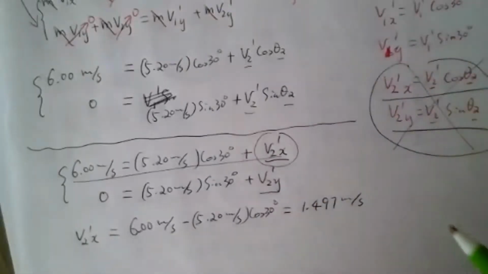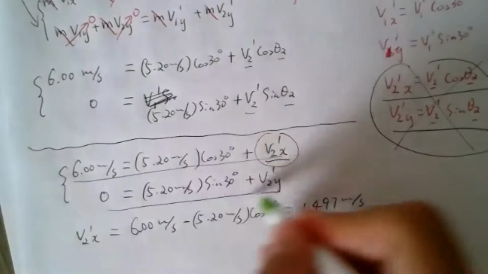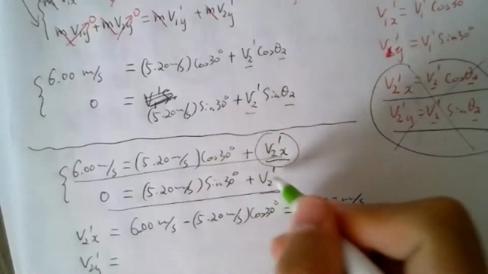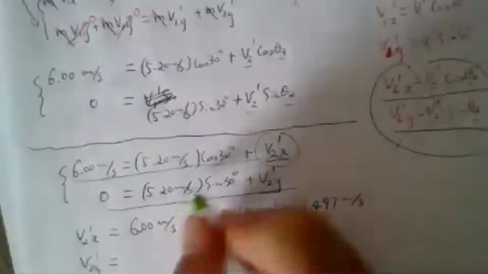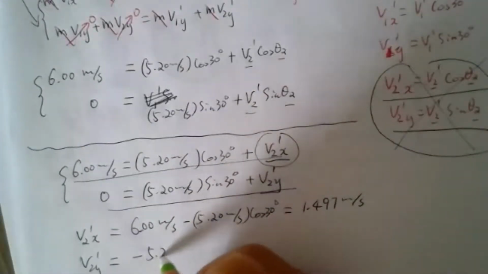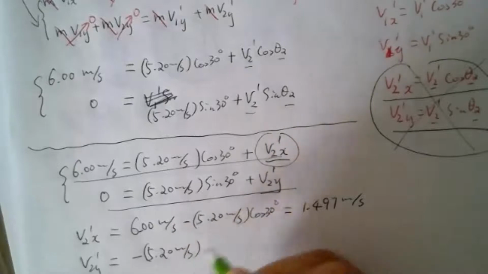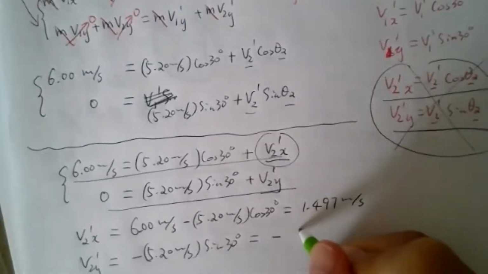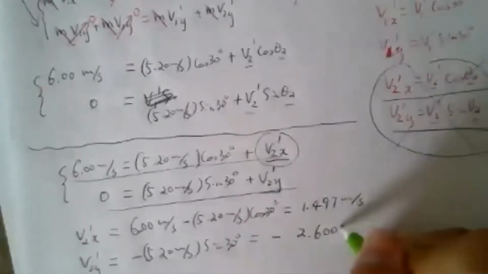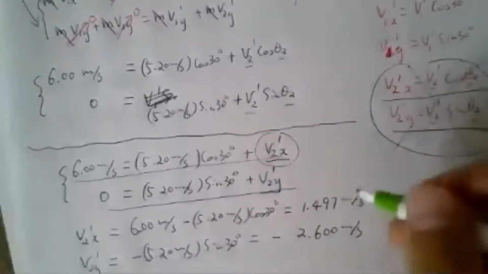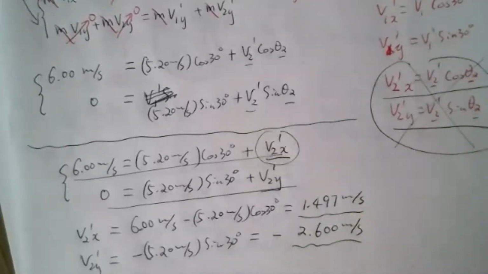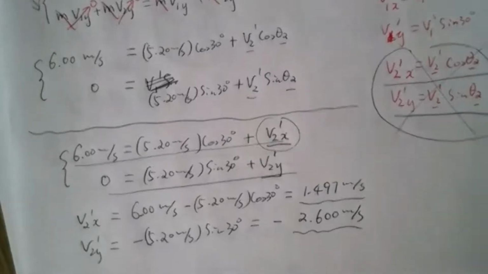Now similarly, you can do this for the v2y prime. So isolating this guy to one side of the equation and moving this guy to the other, it's minus 5.2 meters per second sine of 30 degrees. That will be negative 2.600. Okay, so the problem gives us 3 sig figs. We want to keep 4 sig figs while we are doing the work here.